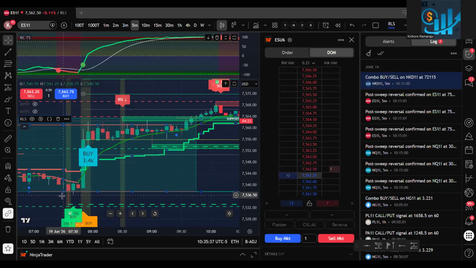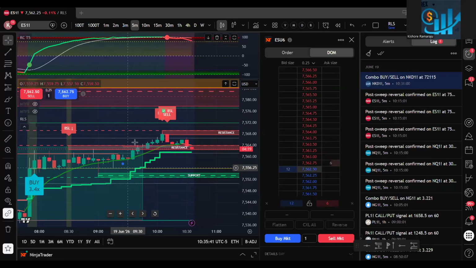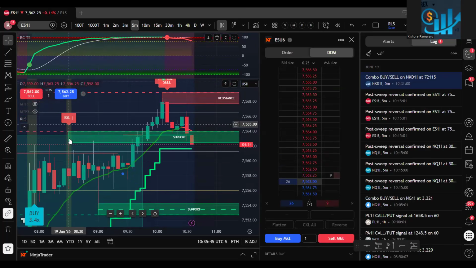Okay, I lost on the long. Let me put a short here, right? Again, what they did, they took it a little more higher, because this is your resistance. So you may put a short here, expecting it is a choppy day. It will go to the top of the box, then come down. But exactly, they went above that and again they are bringing price down, right?